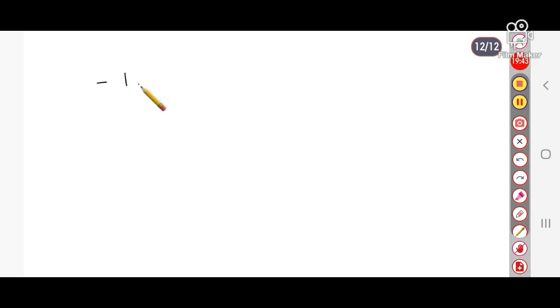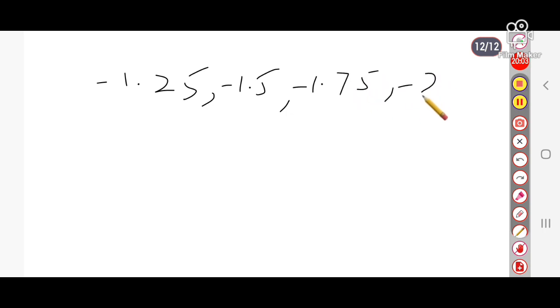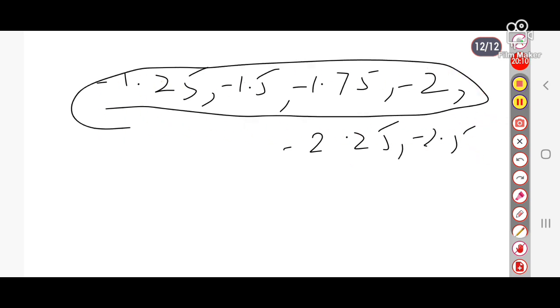minus 1.25 is the A value. Kindly refer to your textbook. Minus 1.25 is the A value. The common difference they have given is minus 0.25. So for the next value you just add that: minus 1.5, then minus 1.75, minus 2, and it goes on, minus 2.25, minus 2.5, but they have asked us to find the first four terms. That will be minus 1.25, minus 1.5, minus 1.75, minus 2. That's it. So here ends the second question, fifth subdivision.